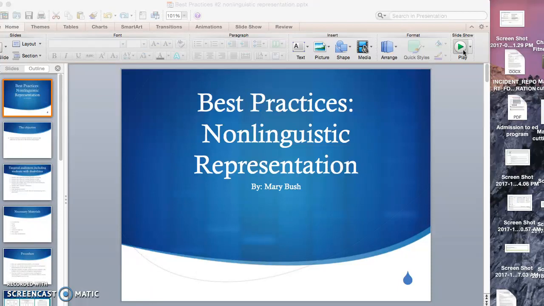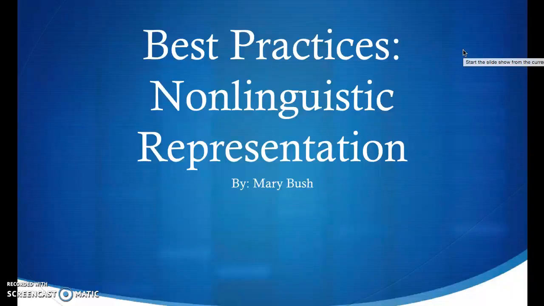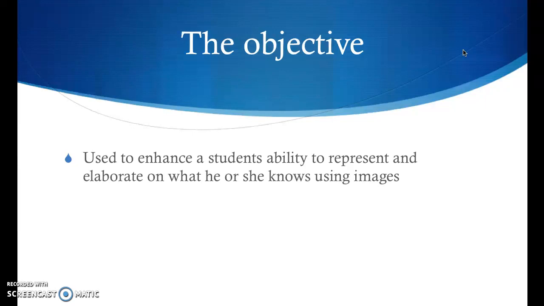Hi, my name is Mary Bush, and today we're going to be talking about the best practices non-linguistic representation. The objective is used to enhance a student's ability to represent and elaborate on what he or she knows using images.